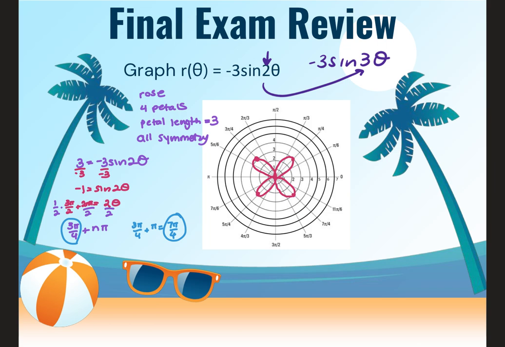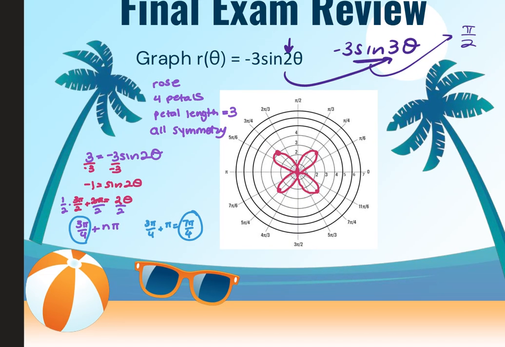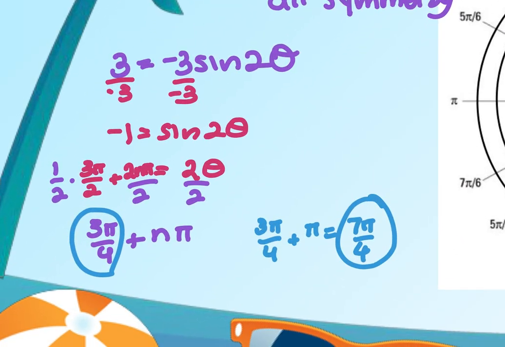And then if it's an even amount of petals, it has all the symmetry. If it's odd, so if it was this, then it would be symmetric to the pi over 2 line. It follows the normal rules: cosine, polar, sine, pi over 2. Then I set it equal to the r, and I solved it. So I set -3 sine 2 theta equal to 3, divided both sides by -3, and I got -1 equals sine 2 theta.